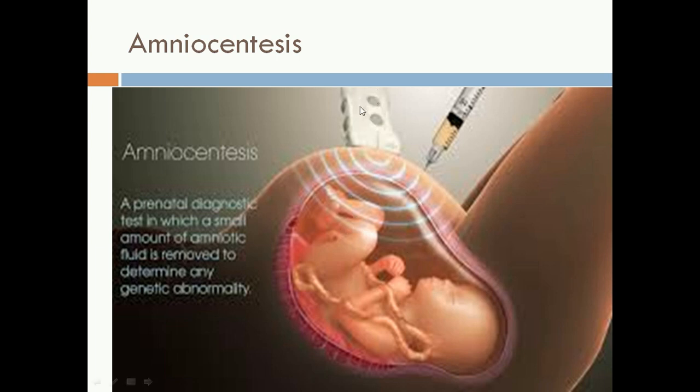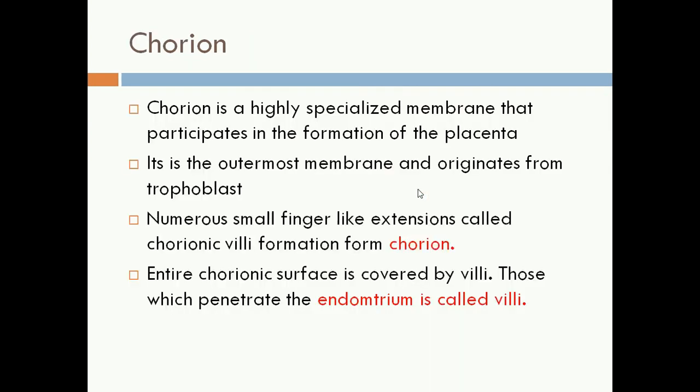This is done with the help of ultrasonography. When the fetus is in the mother's womb itself, with the help of ultrasonography, they identify the position of the fetus and insert a needle into the amnion directly to withdraw the amniotic fluid. This is a method of prenatal diagnosis to test for congenital anomalies.